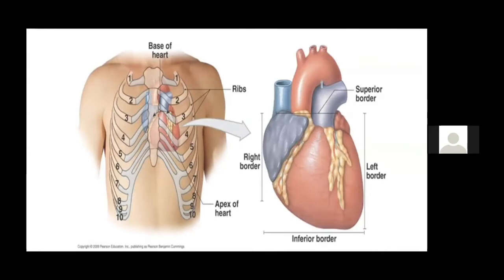So we know the right heart border is formed by the SVC, right atrium, and the IVC, whereas the left heart border is formed by the aortic knob, the main pulmonary artery, and then the LV. And in between, we have the left atrial appendage, which is enlarged in cases of rheumatic mitral stenosis.